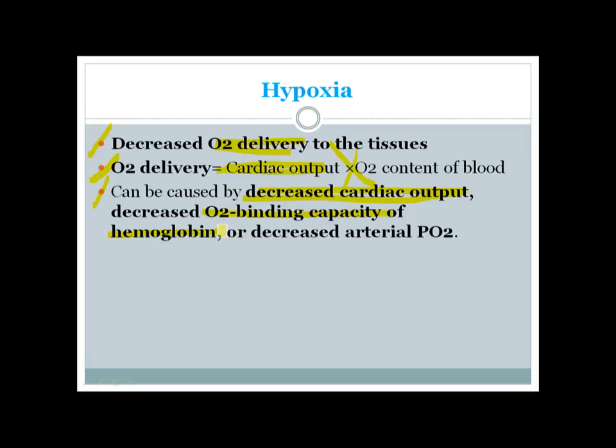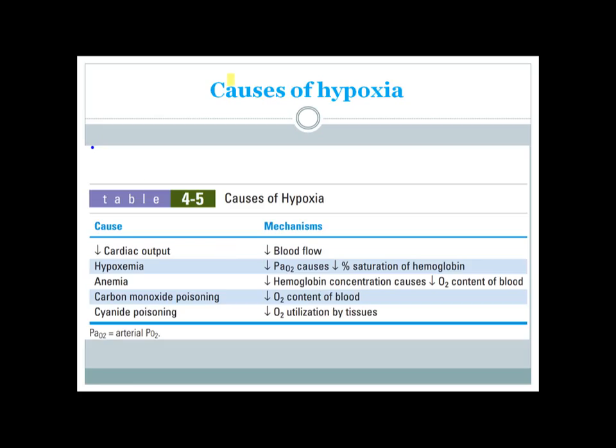This is telling you the bound portion of oxygen which is carried by the blood, or decreased arterial partial pressure of oxygen, which is the major determinant of the dissolved portion of the oxygen in the blood, and also controls the bound portion of oxygen to hemoglobin too. So here I have listed some causes of hypoxia which I brought from BRS physiology. There are multiple causes of hypoxia, starting from cardiac output. If there is a decreased cardiac output, the oxygen-rich blood cannot go to the tissue, so the tissue suffers from oxygen deprivation.